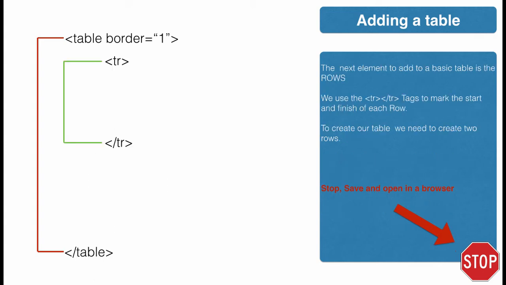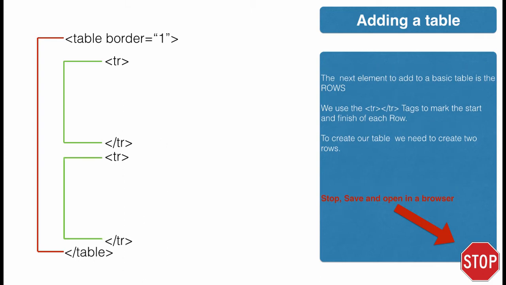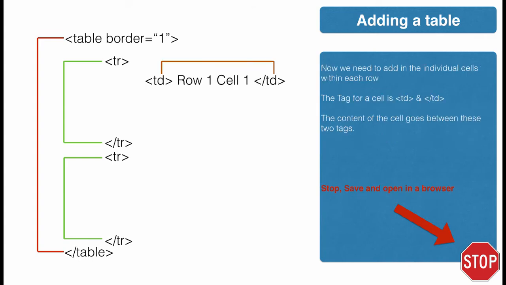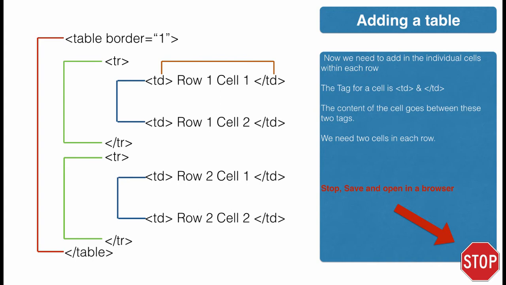The next element we add in is our table row. Each row is marked by a tr tag. We add in our second one to give us our 2 rows going across. Now we set up the cells within the row. We use our td tag to set up each cell.